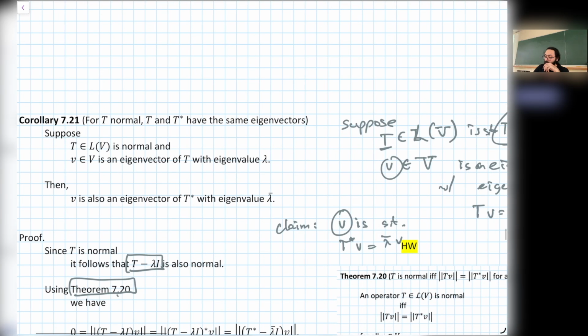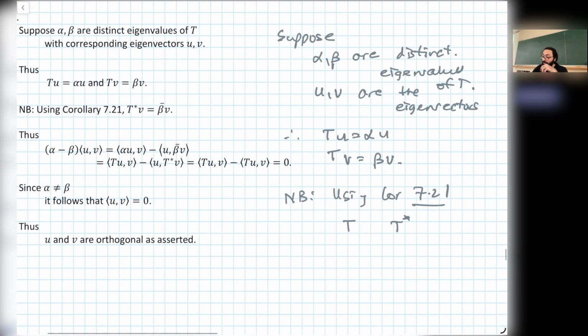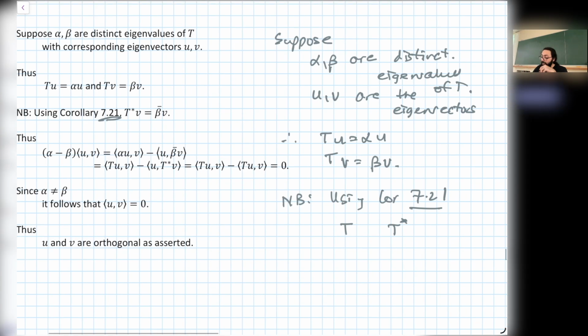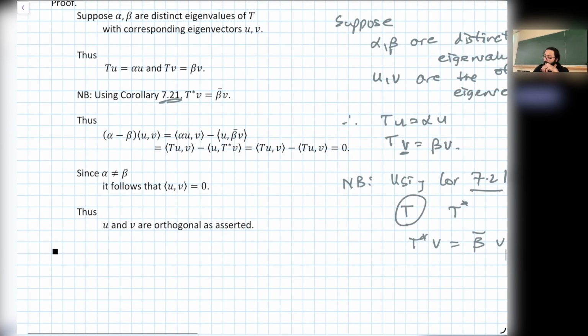This statement, right? We said that if you have v as an eigenvector and lambda is the eigenvalue, then T star will also have the same eigenvector, but the eigenvalue would be the complex conjugate. Correct? This is what we just showed using the norms, the very nice characterization. So we're going to use that fact now. Using this corollary, since v is an eigenvector of T, it is also an eigenvector of T star, but with eigenvalue beta bar, the complex conjugate. Is that good? So far, so good? Yeah? Good.